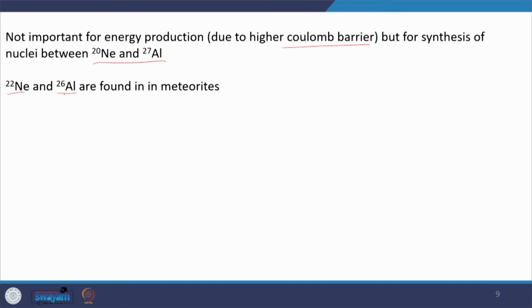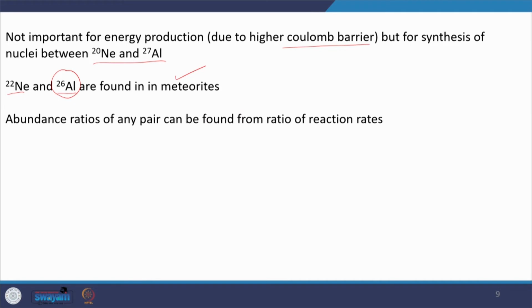Already I have discussed in the initial part of the lectures the discovery of aluminum 26. They are found in meteorites. So, this is how these elements are important, which are part of the CNO cycles. And abundance ratios of any pair can be found from the ratio of the relevant reaction rates. Okay. So, up to this I have discussed PP chain, CNO cycles and additional cycles.